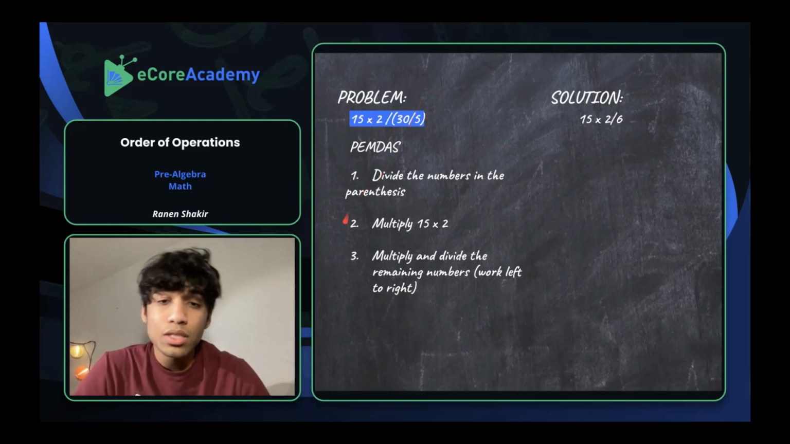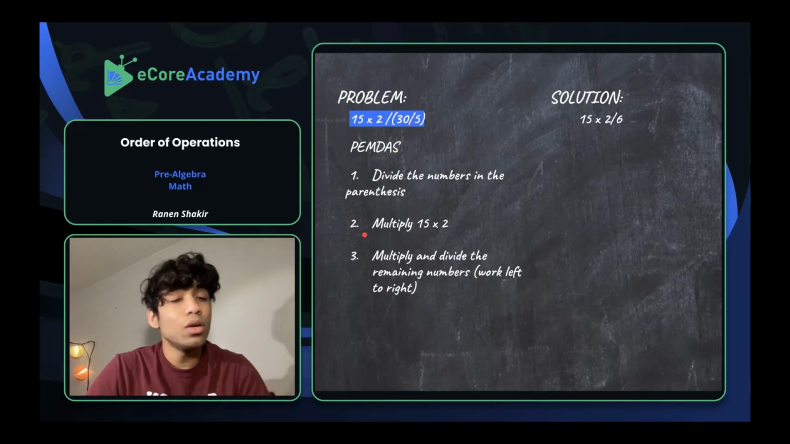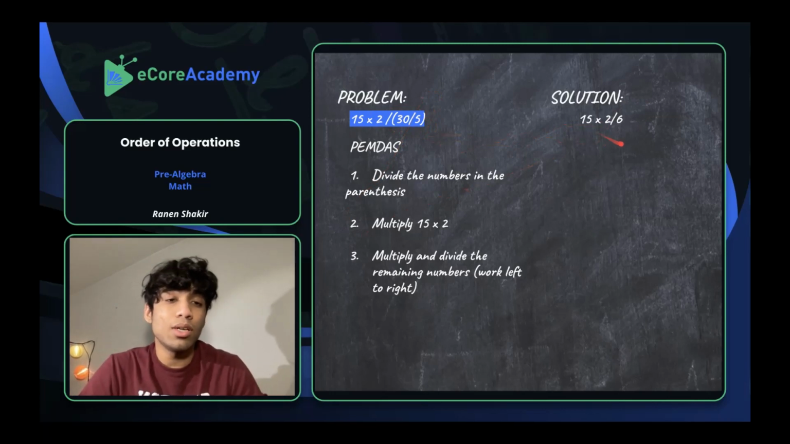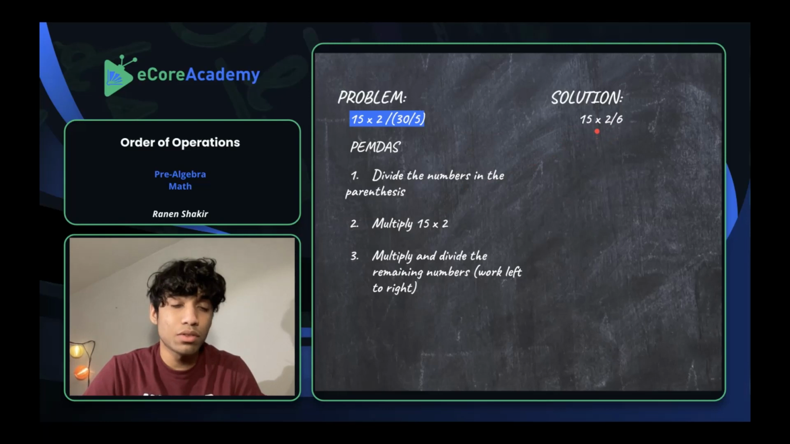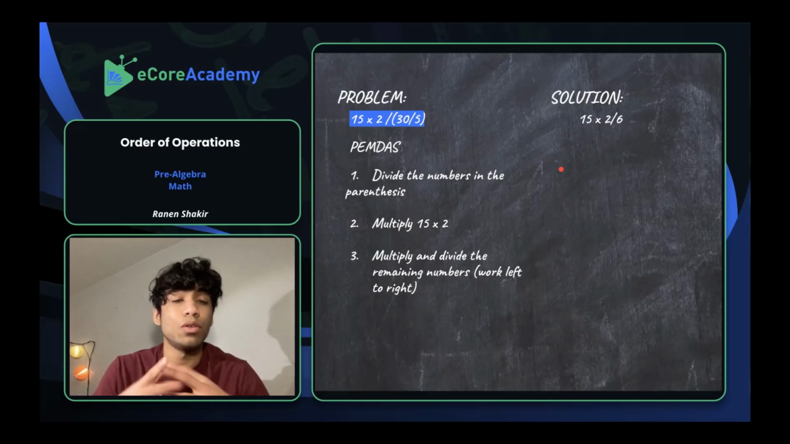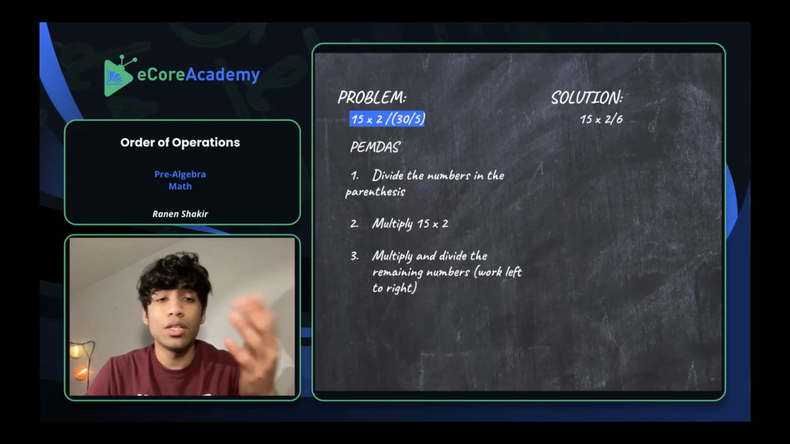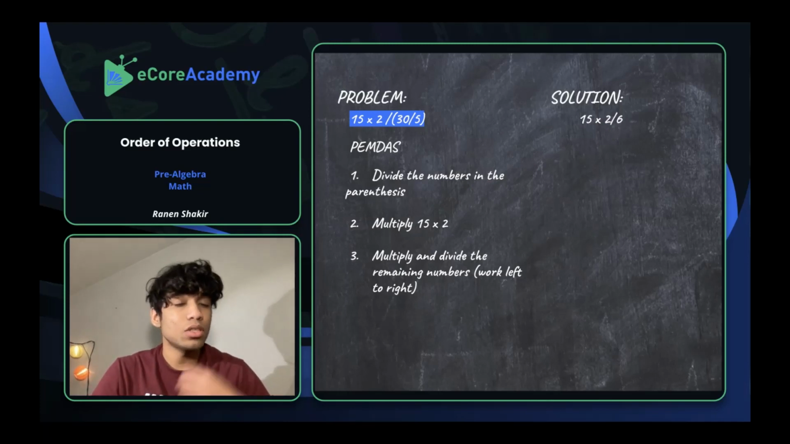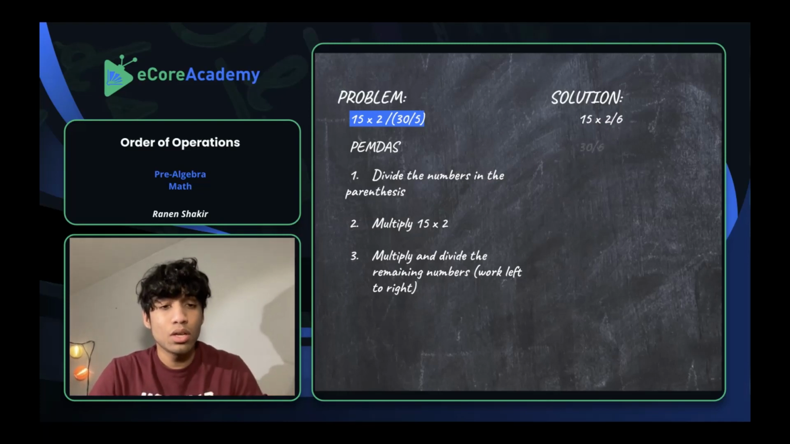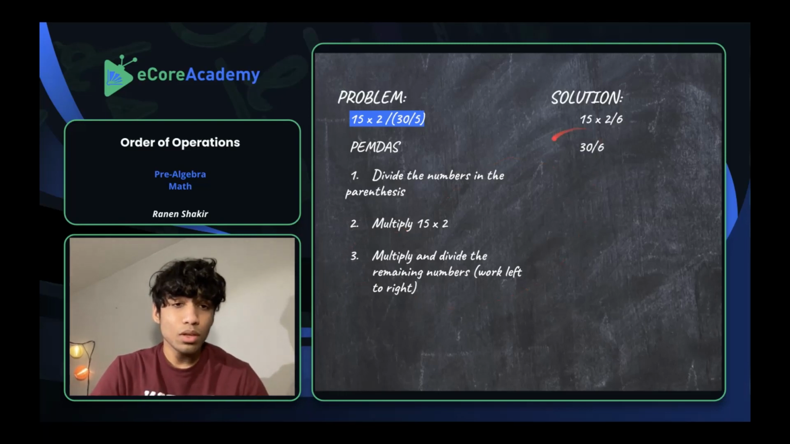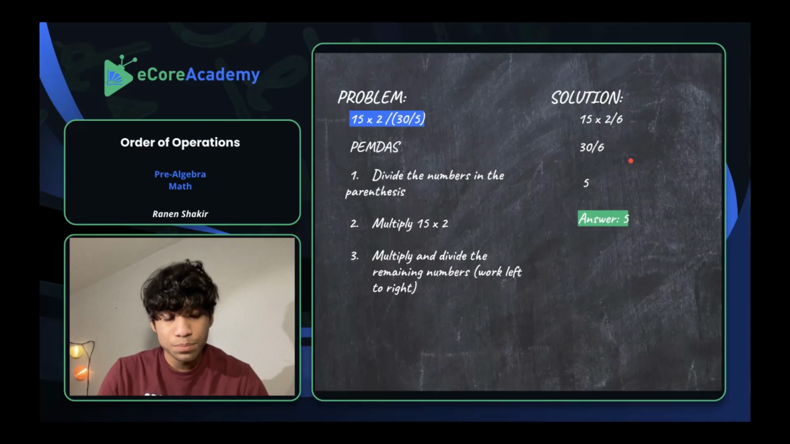Simple as that. The next thing is multiplying the 15 and the 2, since our only operations left are multiplication and division. As we discussed earlier, you have to solve from left to right, no matter which one of those comes first in the problem. In this instance, the multiplication comes first, so we multiply the 15 and the 2, and we get 30. Our last step is to divide the rest of the numbers, which is 30 and 6. 30 divided by 6 is 5, so our answer is 5.